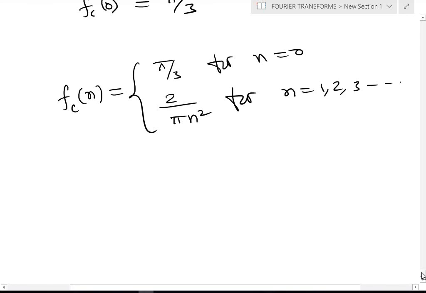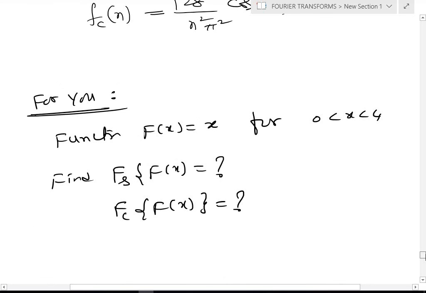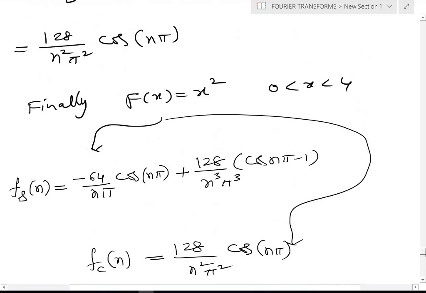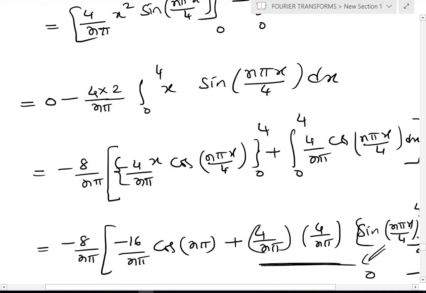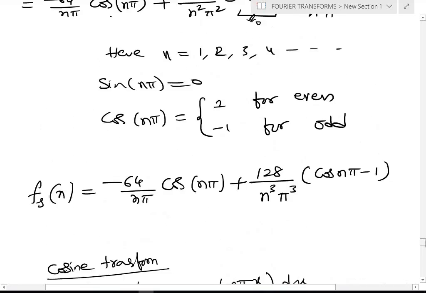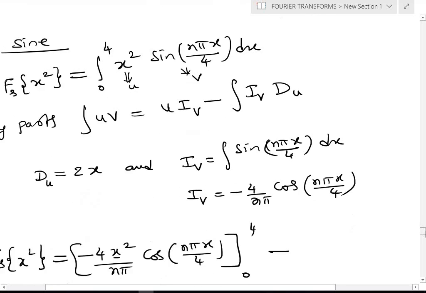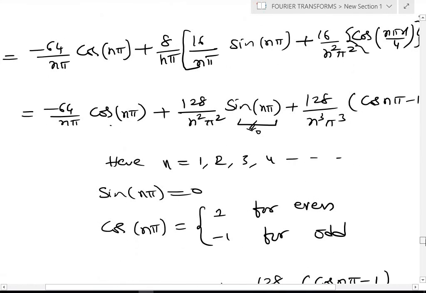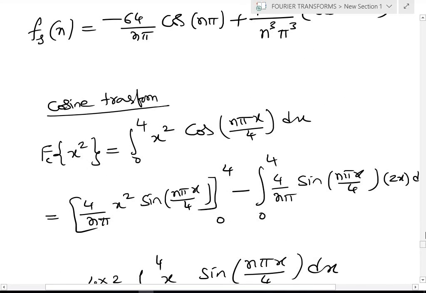So when I have n is equal to 0, see here in the previous sum, f of x is equal to x square. Sine transformation and cosine transformation we did. First we did the sine transformation, no issues with it. Then the cosine transformation. In the cosine transformation, n can't be 0, so that we have not taken here.